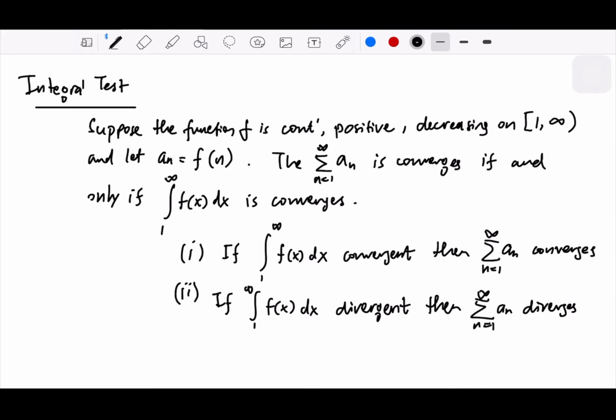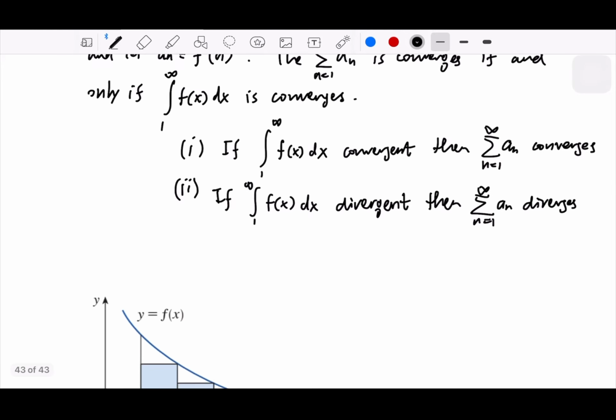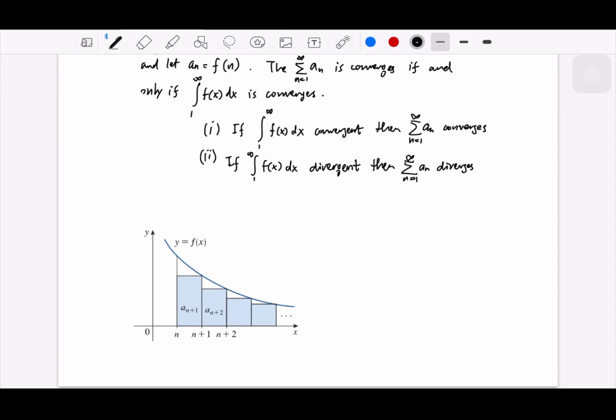But another note for the interval: it's not always 1 to infinity. Maybe it can be 3, it can be 4 for some cases, and we need to check those intervals. This is the general interval. And also, maybe I will just erase this first. This is later.